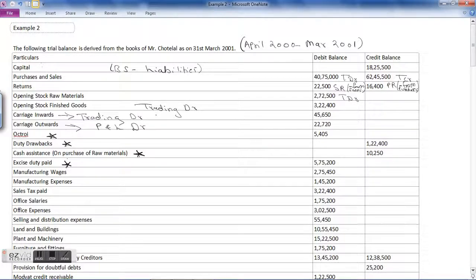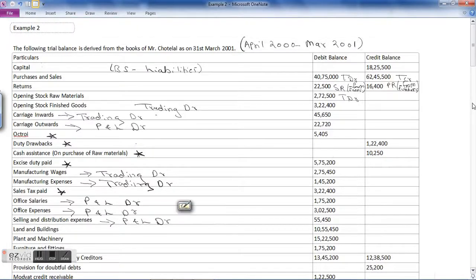Okay, then the next is the manufacturing wages. Since it's manufacturing wages, that is wages paid for the factory workers, it is part of cost of goods sold, so it will be trading account debit side. Okay, manufacturing expenses, again trading account debit side. Okay, sales tax paid, we'll discuss it later. All taxes, we'll discuss later. Then office salaries, since it's a salary for the office purpose, it will be profit and loss account debit side. Office expense, again profit and loss account debit side. Selling and distribution expenses, profit and loss account debit side.